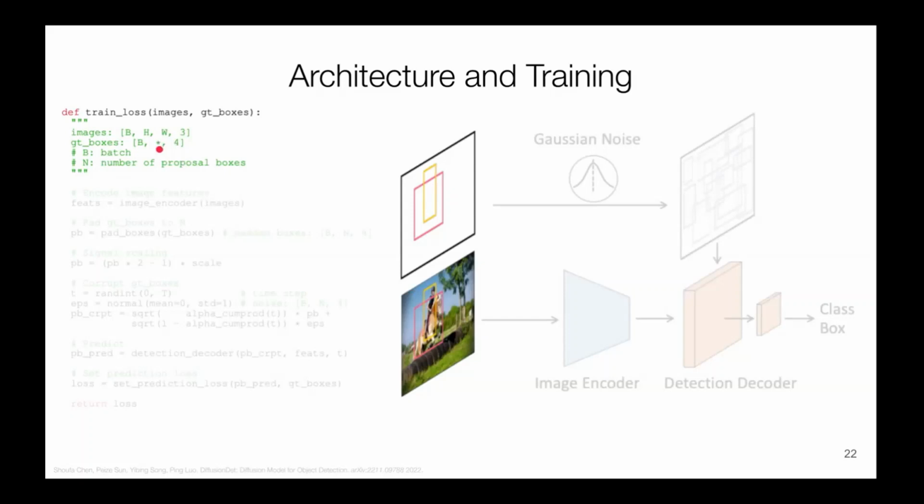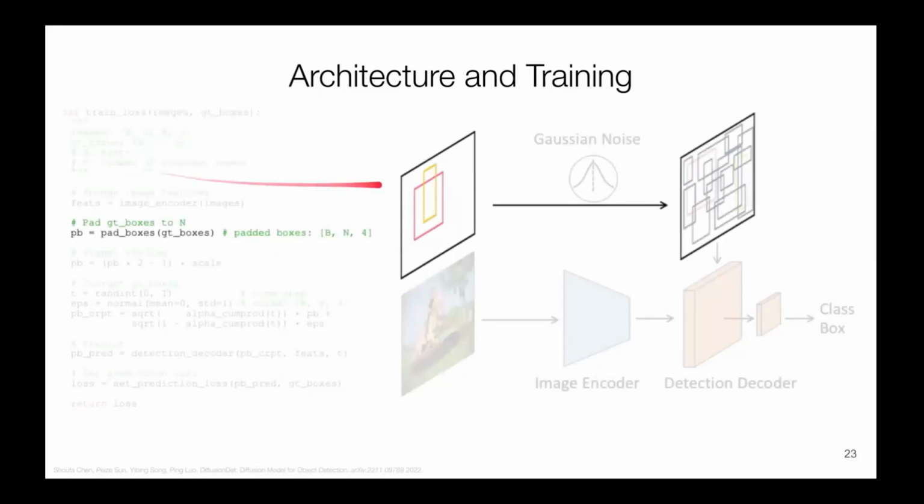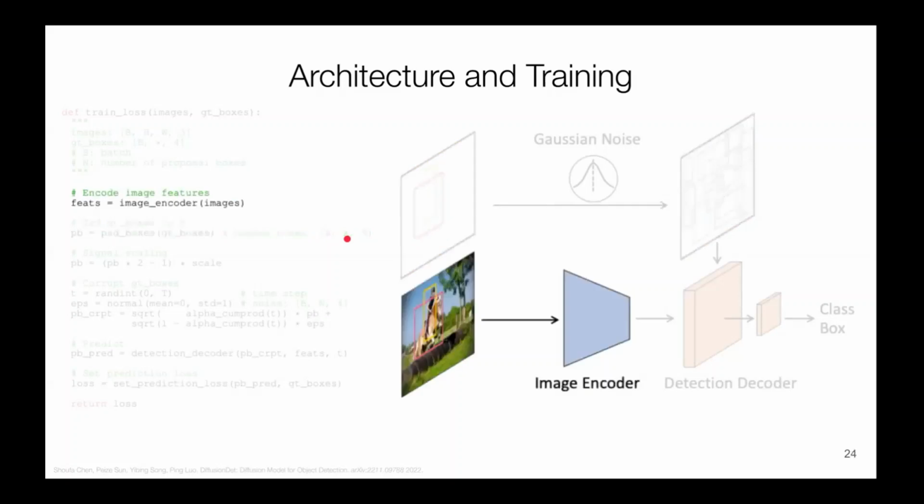But we're going to pad that asterisk to a fixed number n. So we can set n train to be any fixed number that we want. We're just going to pad the ground truth boxes to n number of noisy boxes. And we're going to randomly concatenate noisy boxes until we reach n boxes.